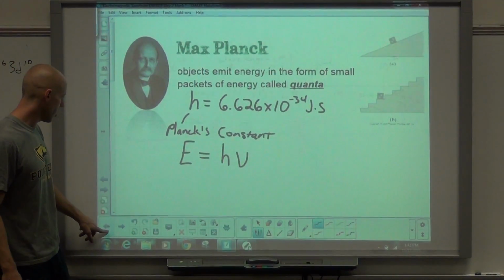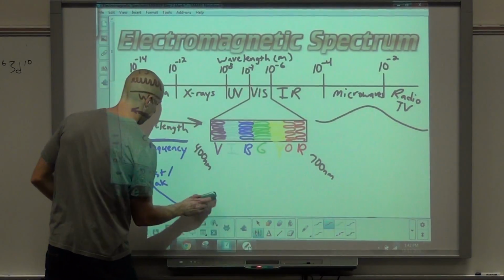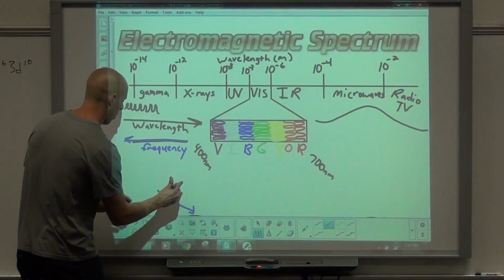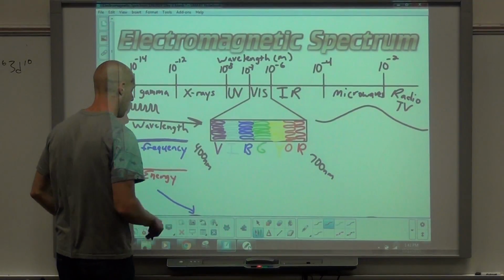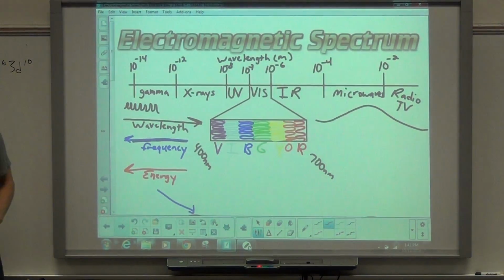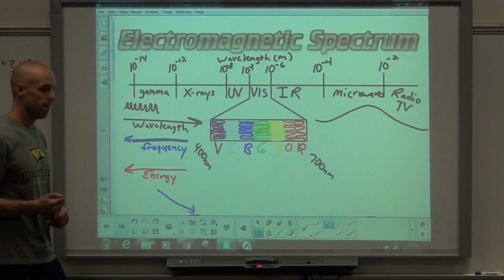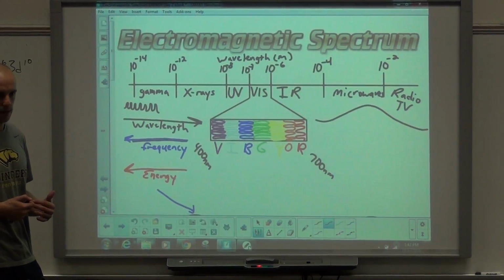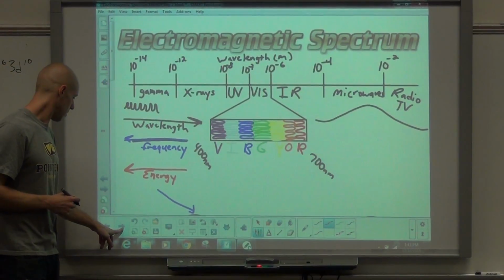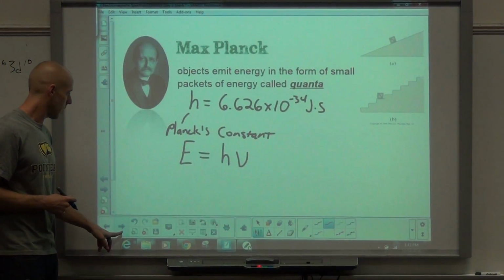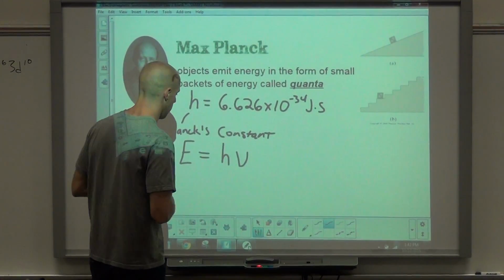Okay, so we're going to go back to our chart here real quickly. We're going to add one more thing on here. I'm not going to erase this. We're going to add one more line pointing to the left. This is going to be energy. Energy and frequency are directly proportional, so as frequency increases, energy is also going to increase. And it's always going to be something times this number.